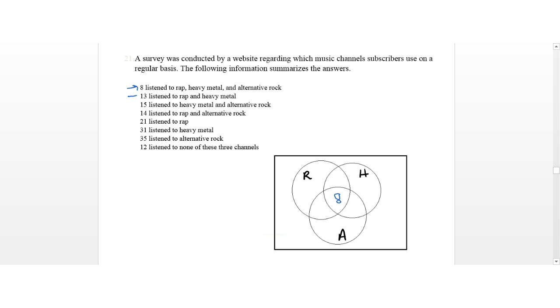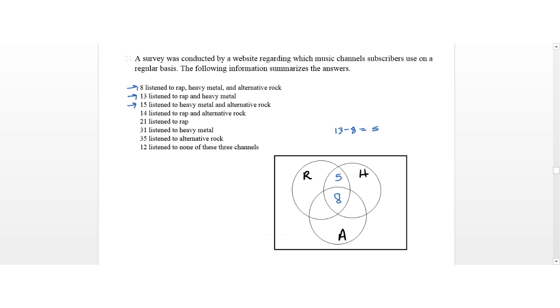The next line, we have 13 listened to rap and heavy metal. So for 13, we have the intersection between rap and heavy metal, which is here. We already know that 8 listened to rap and heavy metal, so we'll need to subtract the 8 that's already listed from 13, which leaves us with 5 left over that listen to rap and heavy metal.